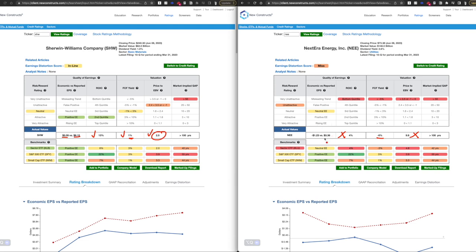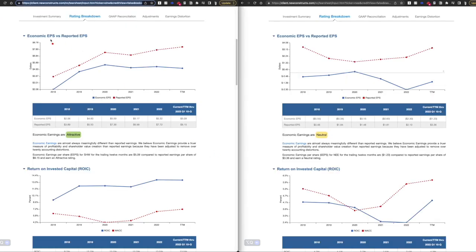$5.09. But if we look at NextEra, you can actually see that their economic earnings, according to New Constructs, is negative $1.23 per share versus reported $3.36. So let's take a deeper look at this economic versus reported earnings per share. Here in the dotted red lines are what Sherwin-Williams reported. The blue is what New Constructs calculated was the economic reality.